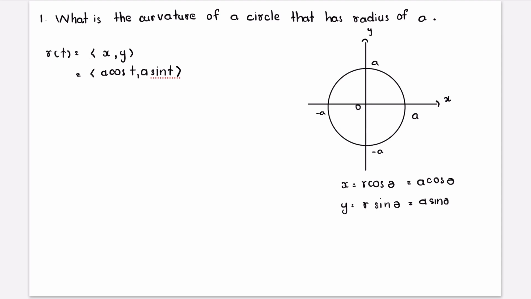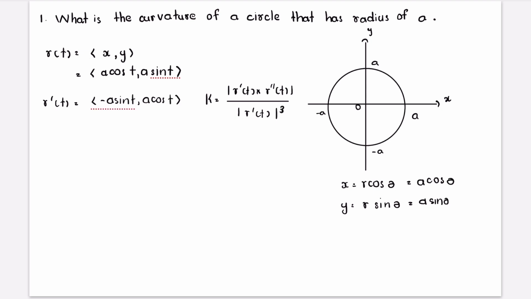So there are lots of ways to find the curvature formula. So in today's video I will use this formula. You can use any formula you like to find it. The answer is the same. So to find this formula, we need to find the first derivative of r. So we get the first derivative of r, and then we need to find the magnitude of that derivative.